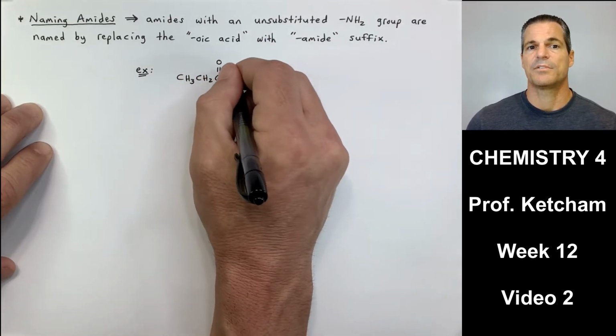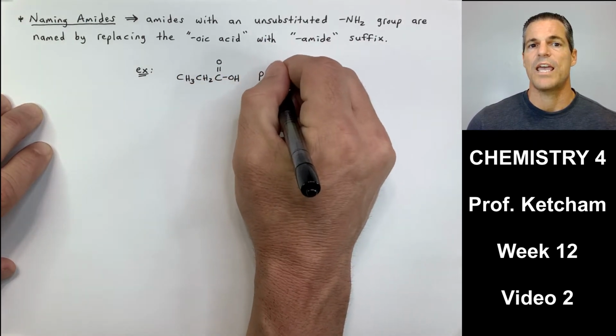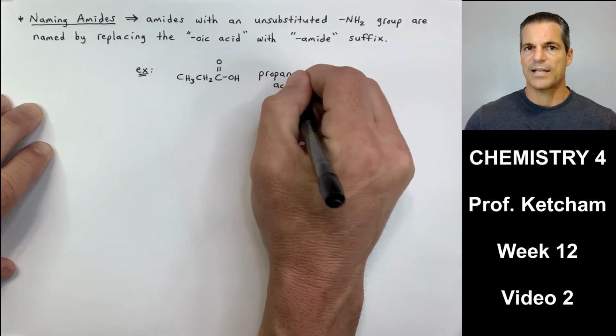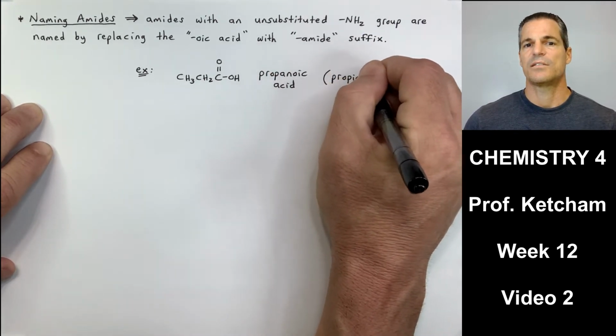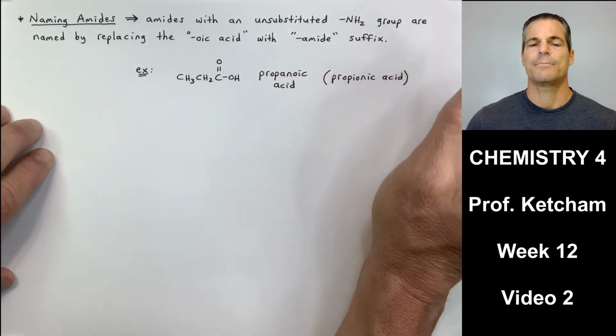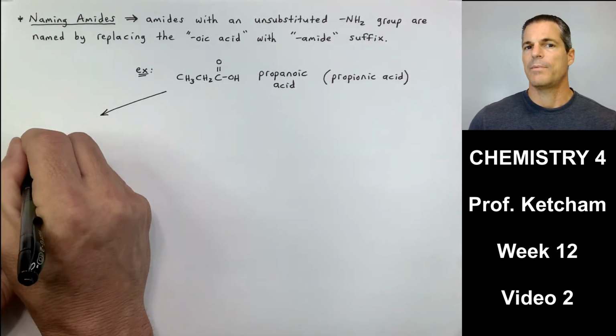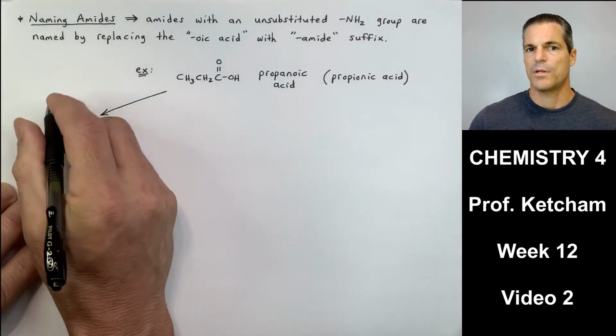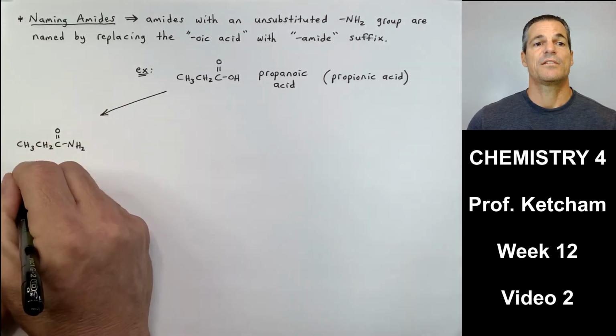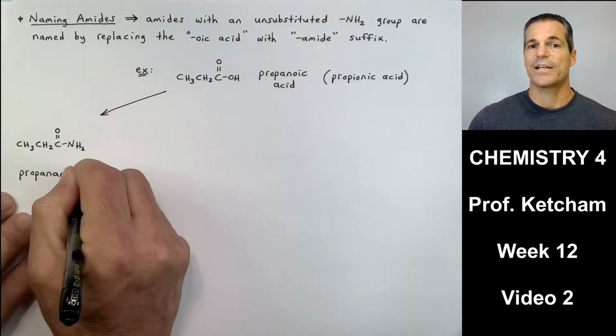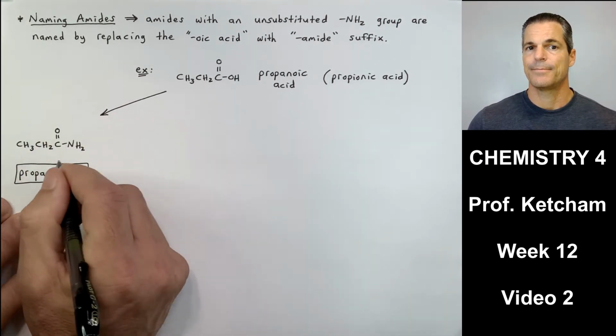So as an example, CH3CH2COH. That's propanoic acid, right? 3 carbons. Does have a common name, propionic acid. Now these might not all be amides that I draw. I'm going to stick one of them in there that's not. But this is 3 carbons. It's not propanoic acid. It's propanamide.